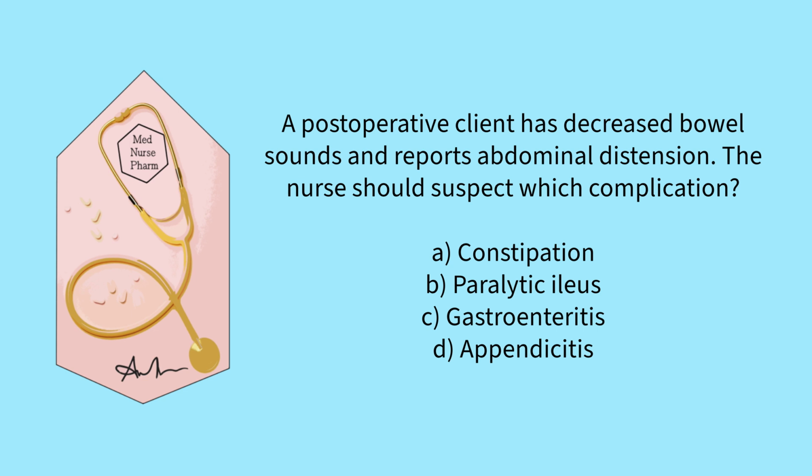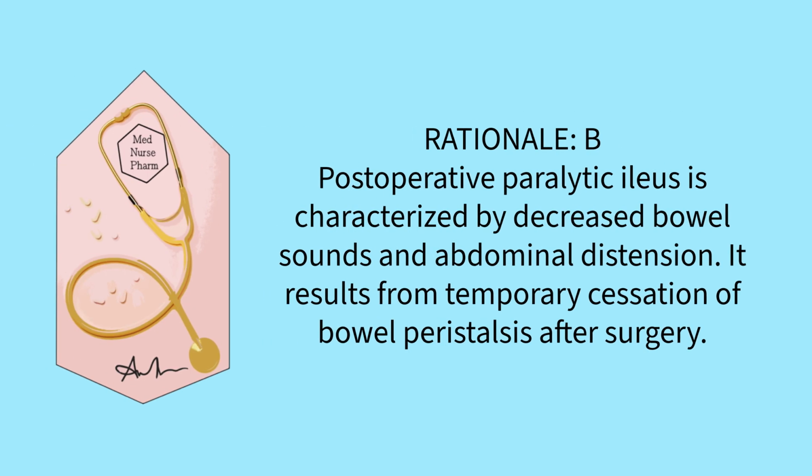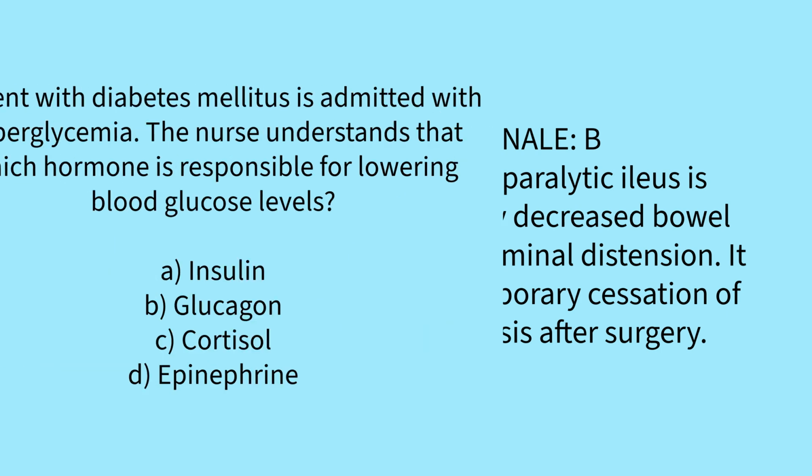A postoperative client has decreased bowel sounds and reports abdominal distension. The nurse should suspect which complication: constipation, paralytic ileus, gastroenteritis, or appendicitis? The correct answer is B. Postoperative paralytic ileus is characterized by decreased bowel sounds and abdominal distension. It results from temporary cessation of bowel peristalsis after surgery.